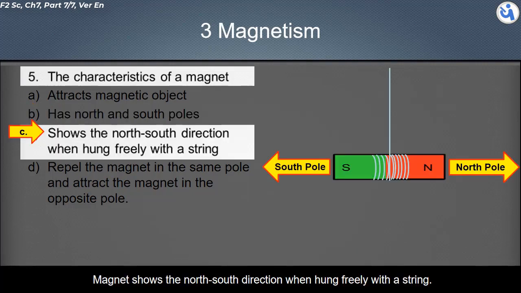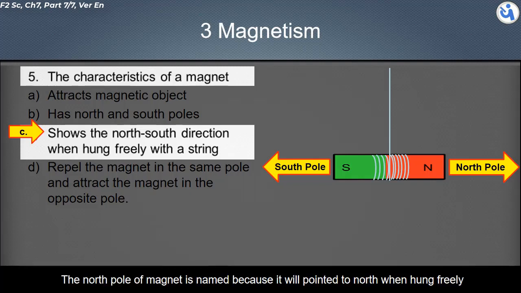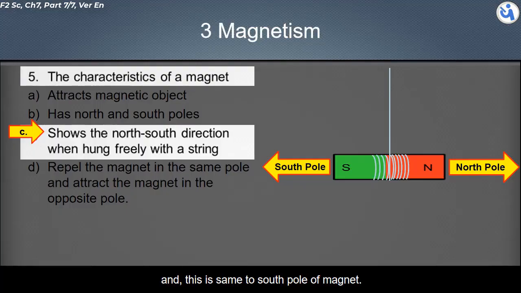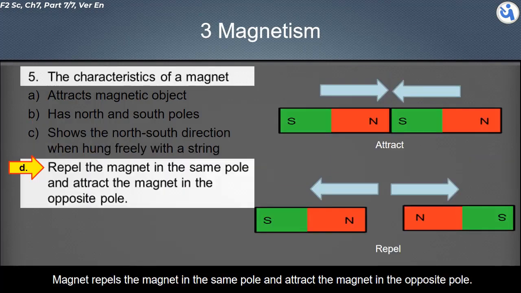Magnet shows the north-south direction when hung freely with a string. The north pole of a magnet is named so because it will point to north when hung freely. And this is the same for the south pole of a magnet. Magnet repels the magnet in the same pole and attracts the magnet in the opposite pole.